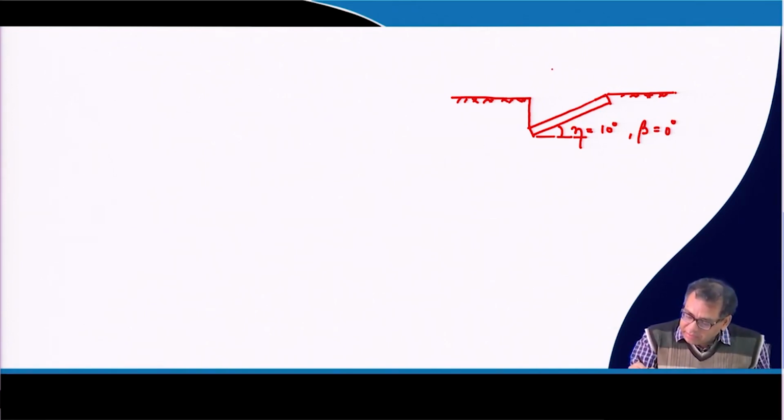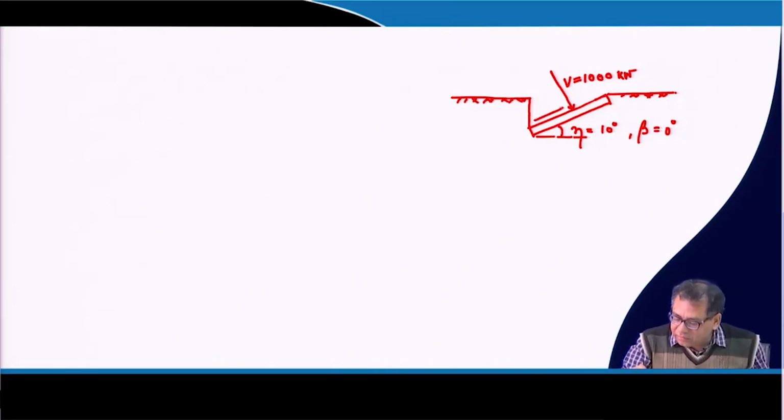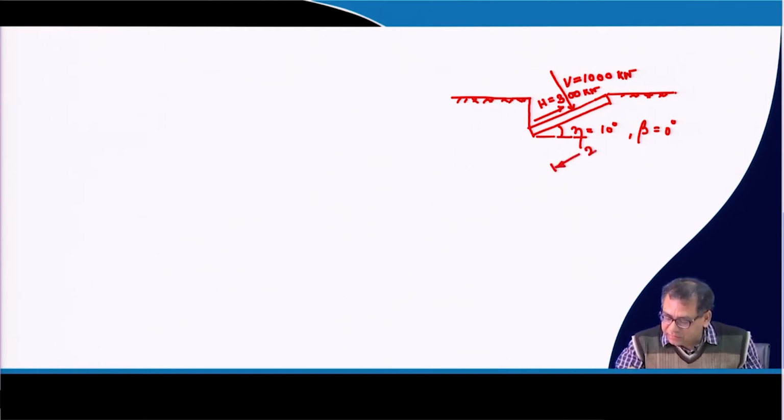And a vertical load, vertical with respect to the footing, which is acting at the center, that value is equal to 1000 kilonewton. Okay. And the horizontal load is acting as 300 kilonewton, and remember that the width of the foundation, this is width of the foundation, which is 2 meter.